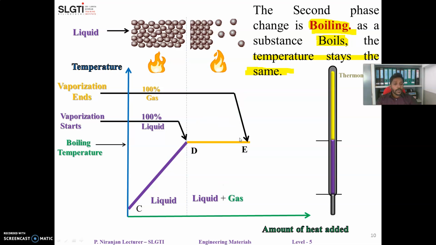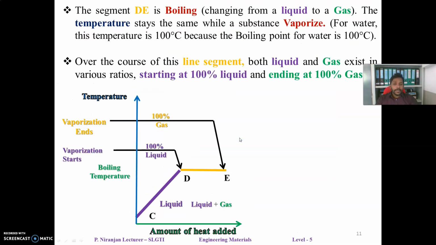In between D to E, we can find liquid and also gas phase. So further, we can analyze this graph. The segment D to E is boiling, because it is boiling temperature, and in this region it is boiling. It means changing from liquid to gas phase. The temperature stays the same while the substance vaporizes.